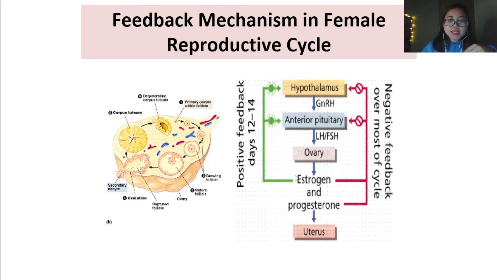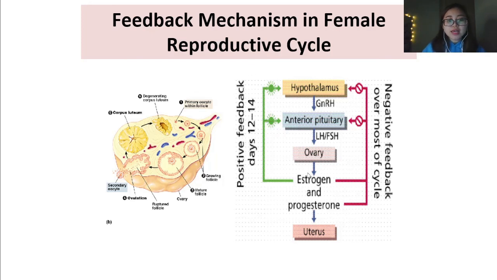Positive means something increases, it causes something else to also increase. Contoh positive feedback mechanism di sini adalah pada hari ke-12 hingga ke-14 dalam cycle. Bila kandungan estrogen tinggi, dia akan menyebabkan hypothalamus hasilkan lebih banyak GnRH. Dia akan merangsang anterior pituitary untuk hasilkan lebih banyak LH. So, dia banyak, dia galakkan orang lain untuk banyak. Itu adalah positive feedback.